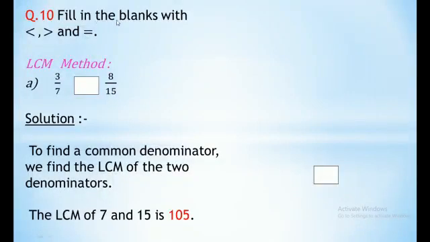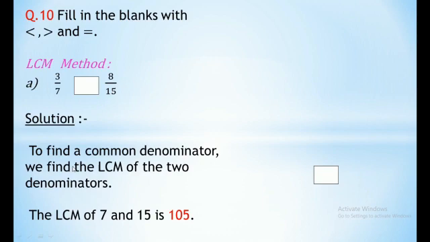Question number 10. Fill in the blanks with given signs. Okay, so first we will solve question number A with the LCM method. Here the question is 3 by 7 and 8 by 15. We have to find which number is greater or smaller, or whether they are equal or not. To compare these two fractions, we will find a common denominator.